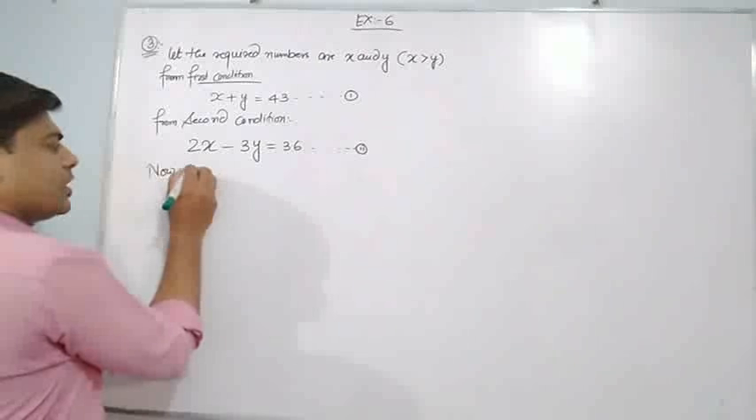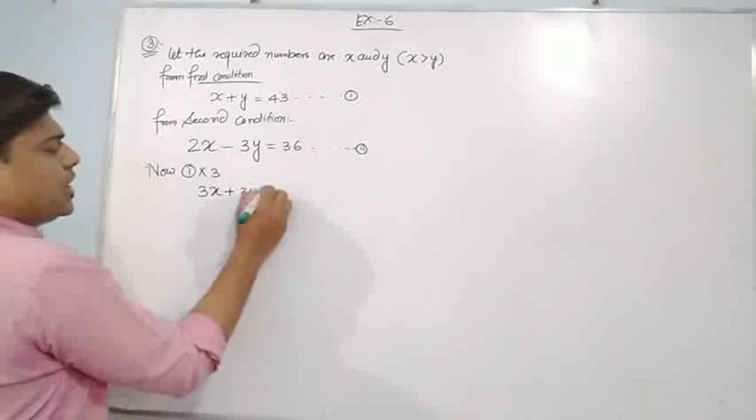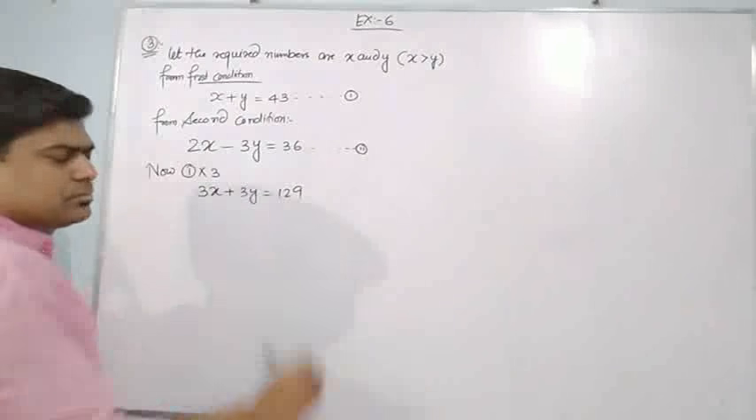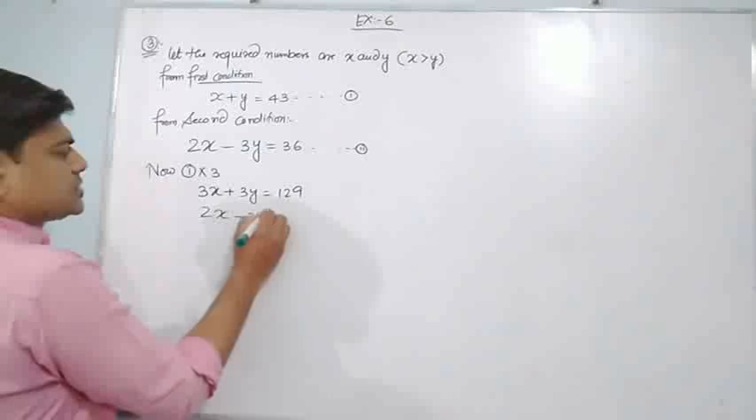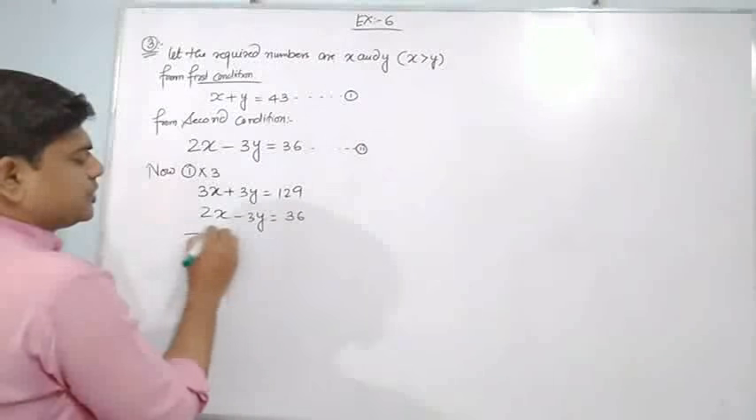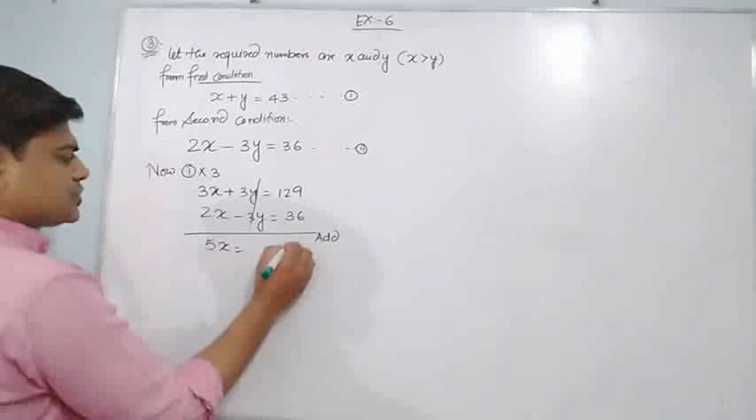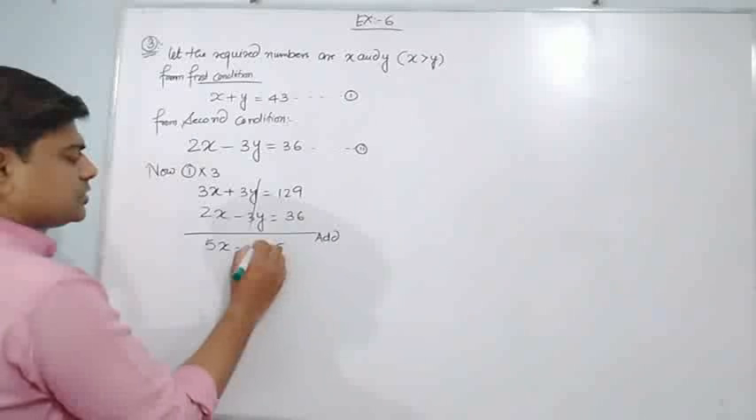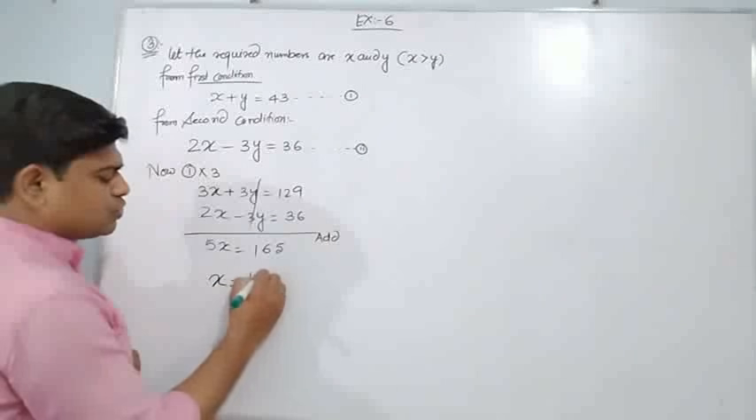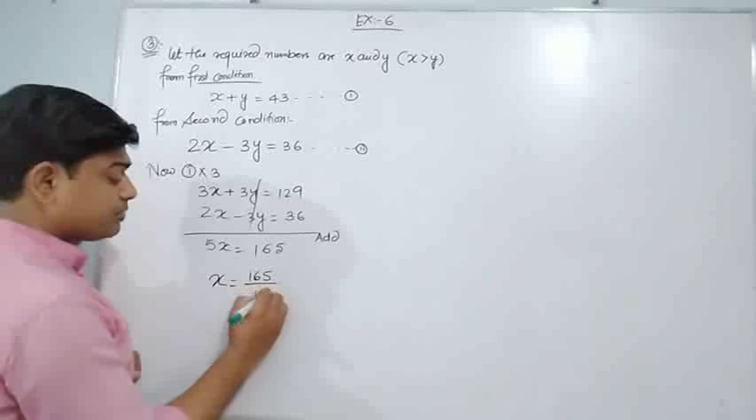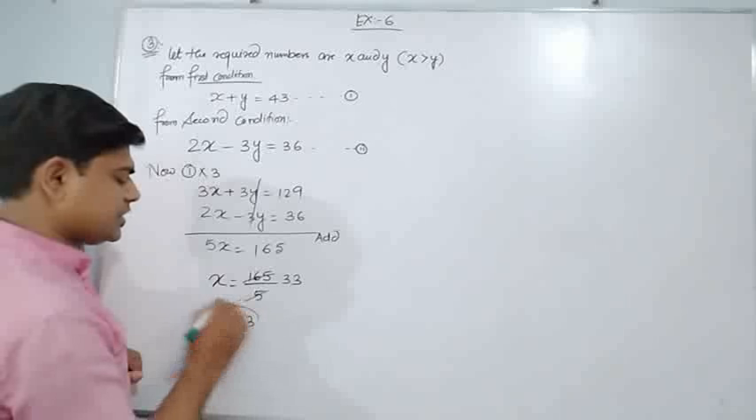Now 1 into 3, no problem. 3x plus 3y is equal to 9 and 12. 3 into 3 is 9, 3 into 4 is 12. And it is 2x minus 3y is equal to 36. When I add them, the y terms can be eliminated. 5x is equal to 165. So what should be the value of x? x is equal to 165 upon 5. It is 33. The larger number is 33.